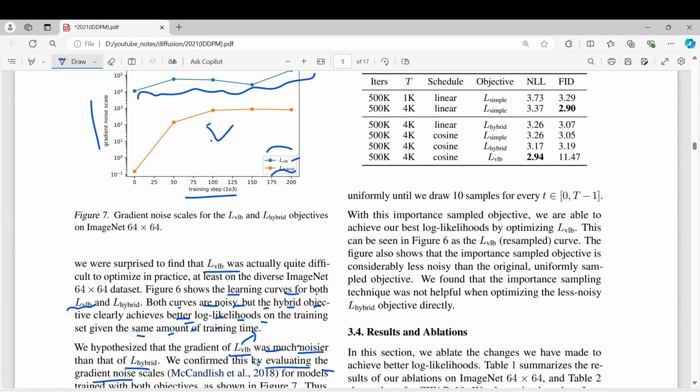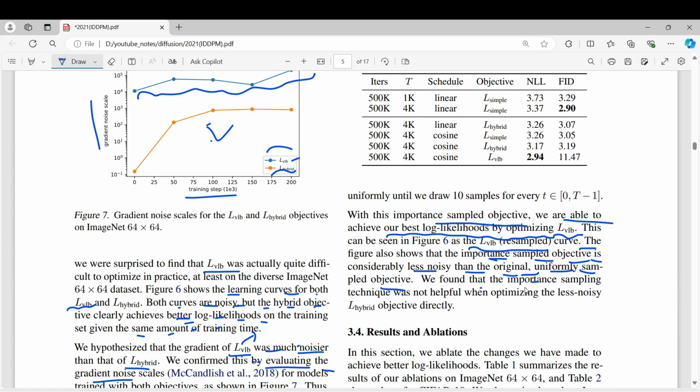So with this technique they optimize. With this objective they are able to achieve the best log likelihood by optimizing L_vlb. Using this importance sampling and this L_vlb loss, they are getting the best log likelihood. This has been shown in figure 6 as L_vlb with importance sampling. The figure also shows that importance sampling is considerably less noisy than the original uniformly sampled objective.